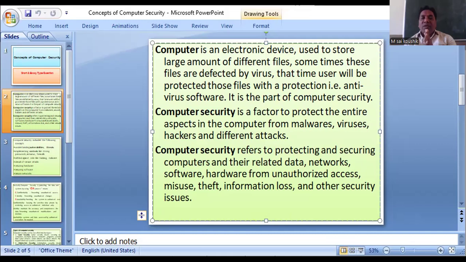So computer security is the one kind of factor to provide the security. That is the main cause. For that purpose, in the first day, first class, I simply asked you: why do we need to provide security in the computer? Why do we need to provide security to the computer?